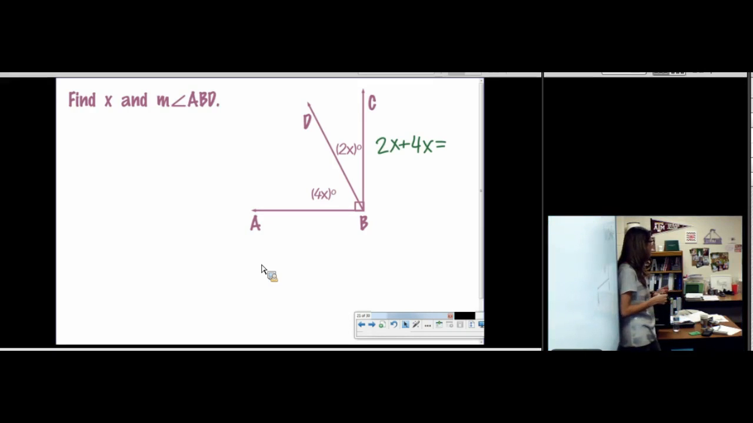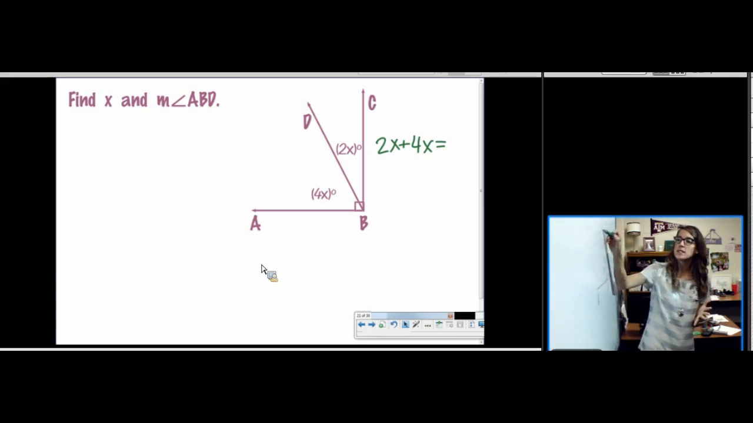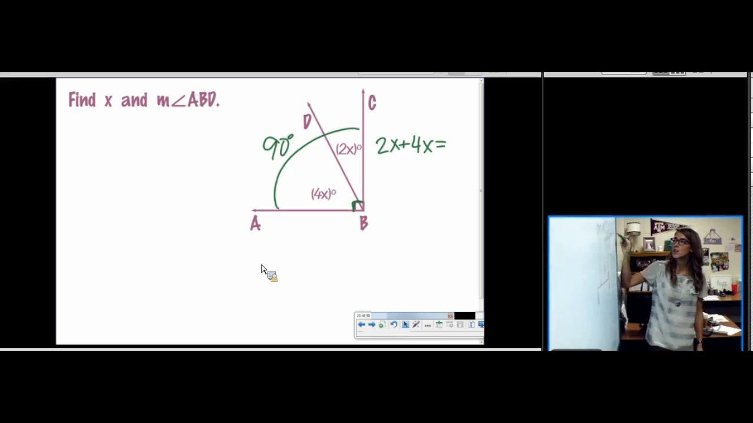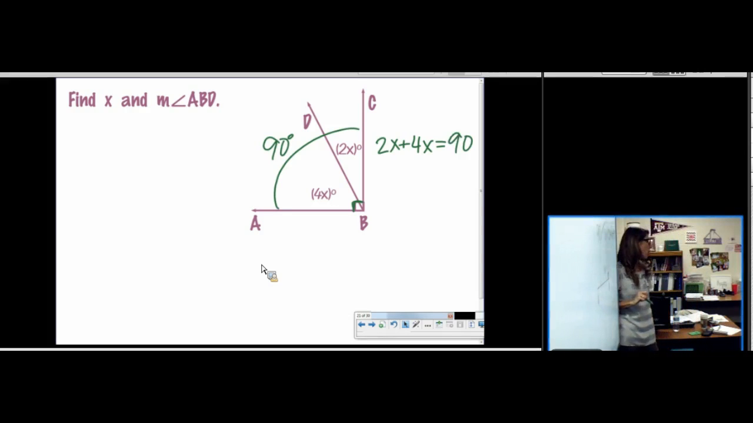Do you know what ABC equals? Do you see any markings on the picture? What? 90. There you go. So even though they didn't state that it equals 90, there was a box here. And that box indicates that that's a 90-degree angle. So we really did know the whole.